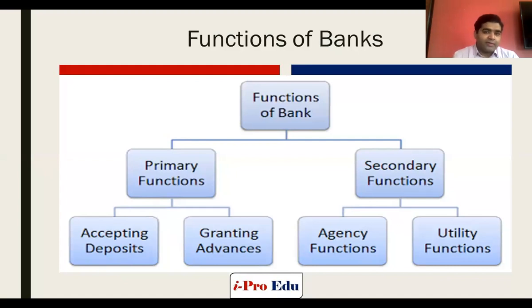So the tree diagram given on the screen tells us basically the functions of any bank can be categorized into two main headings: primary functions and secondary functions. Primary functions being the most important, the most crucial functions of any bank, which is accepting deposits, that is accepting money from the people who have it in surplus and giving the same amount of money to the people who are in need of money. So accepting deposits and granting advances, that is granting loans. Now, in what form does the bank accept money?